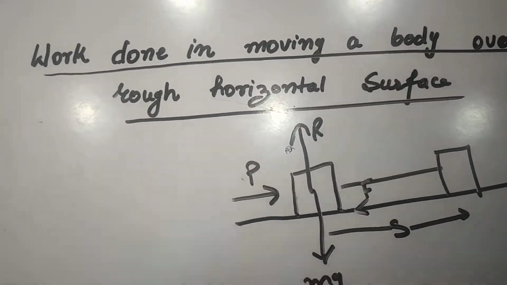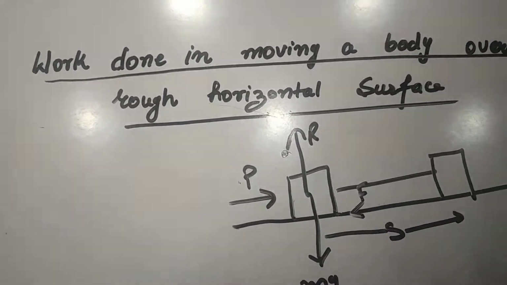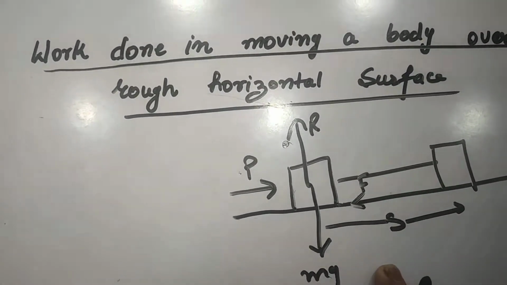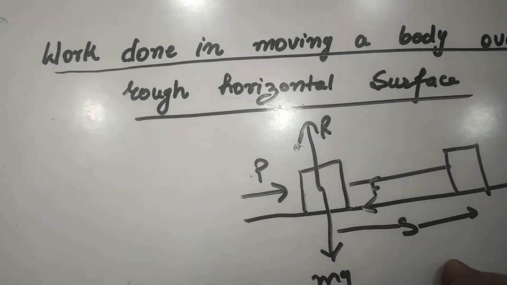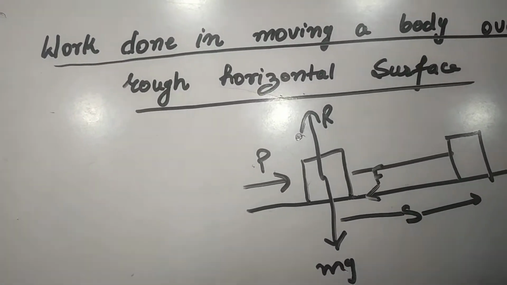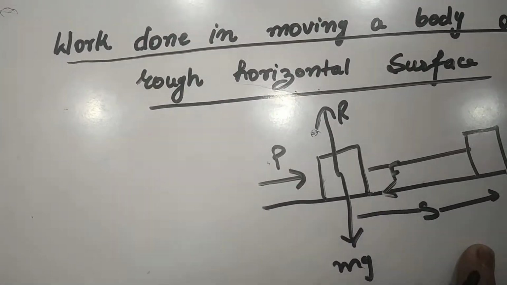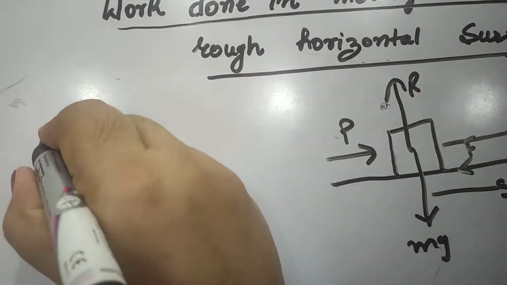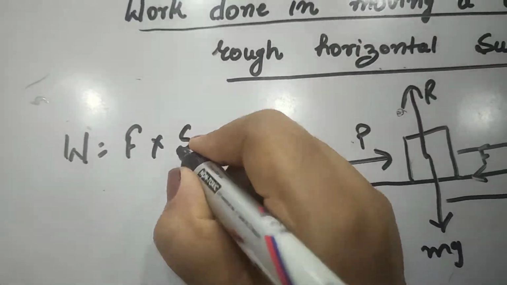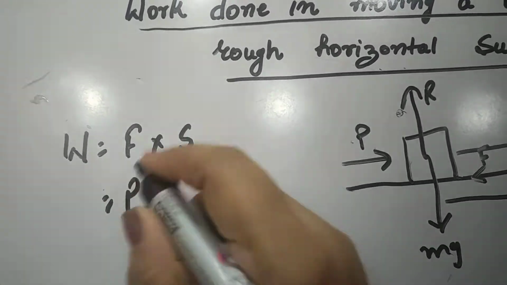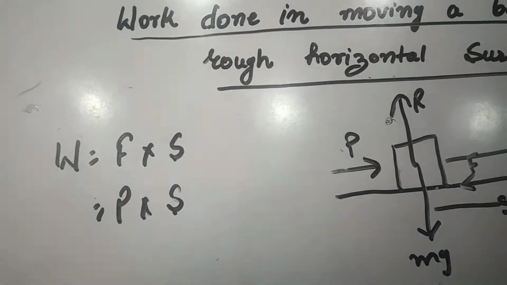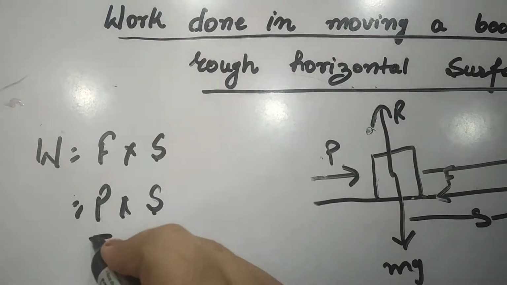Now we know that when we are moving the body over the rough surface, a frictional force, which is an opposing force, is acting, which is opposing its motion. So due to which some work has to be done. And we also know that work done is given by force into displacement. Now force is here, applied force represented by P into S. Now let us find this P.